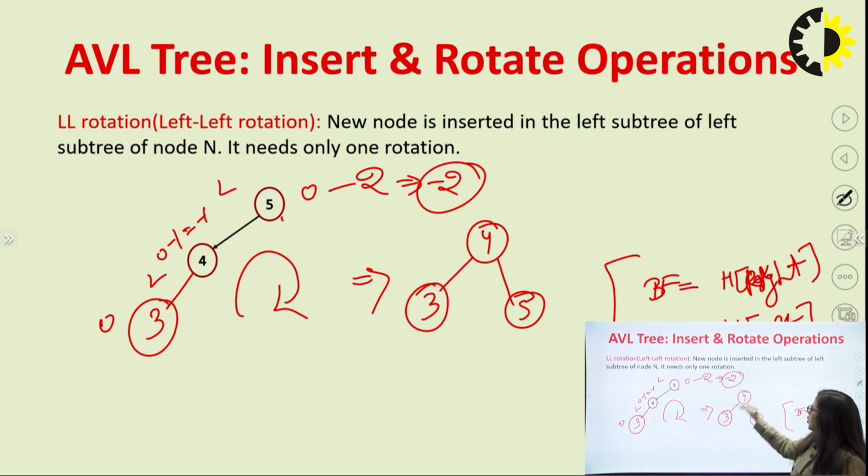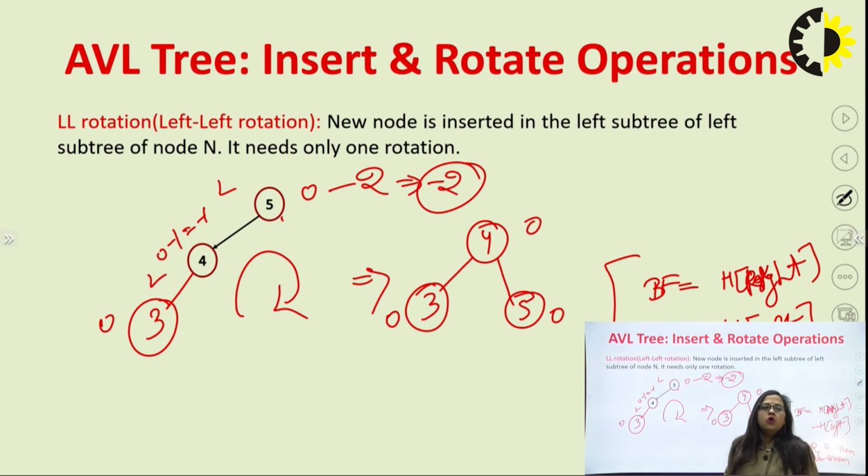Now check whether it is a balanced AVL tree or not. There is no child, so the balance factor is 0. Again check here, also no child, so the balance factor is 0. And 1 child here and 1 child here, 1 minus 1 is 0. So right now it is a balanced tree.